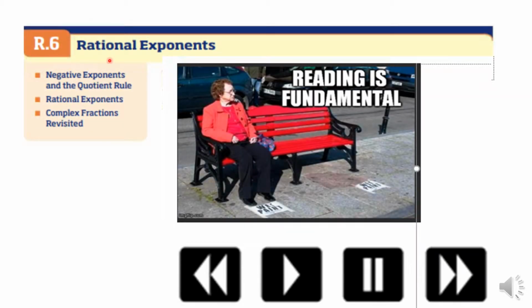Today's topic is rational exponents. Remember that rational numbers are the ratio of integers. That means we need to understand what negative exponents mean, and we have to introduce the quotient rule. And in the context of all this, we'll revisit complex fractions. As always, reading your book and the examples in your book is strongly recommended, and start and stop this video to make sure that you're understanding the material.